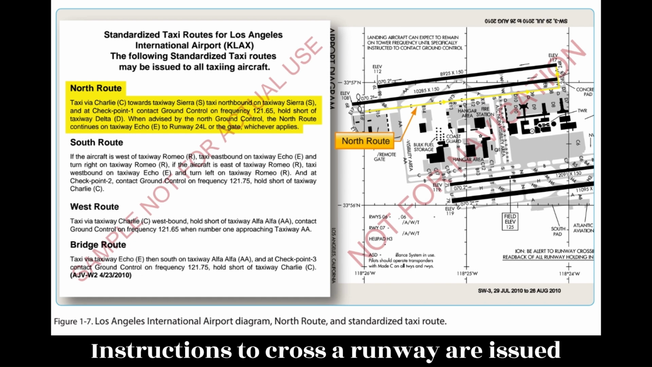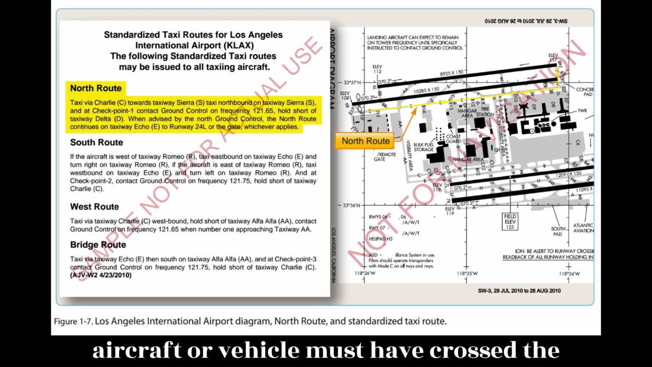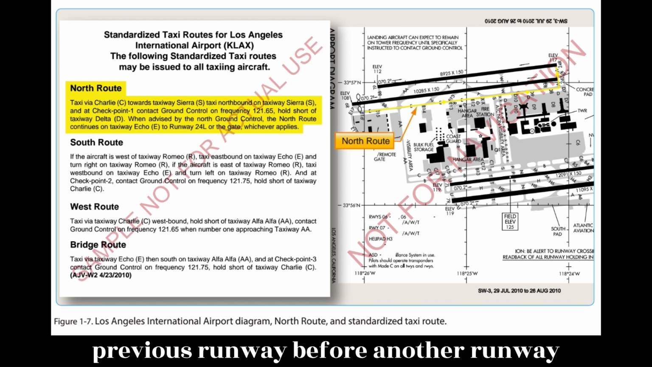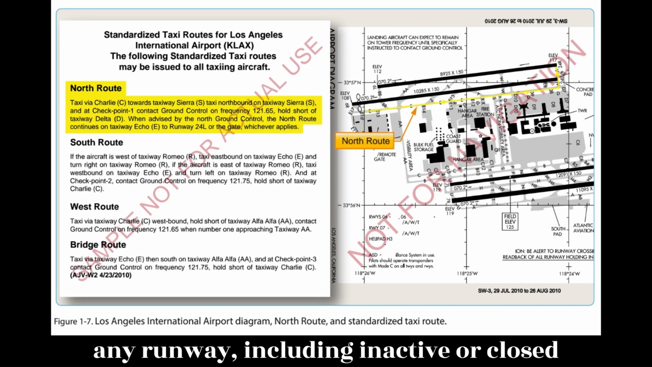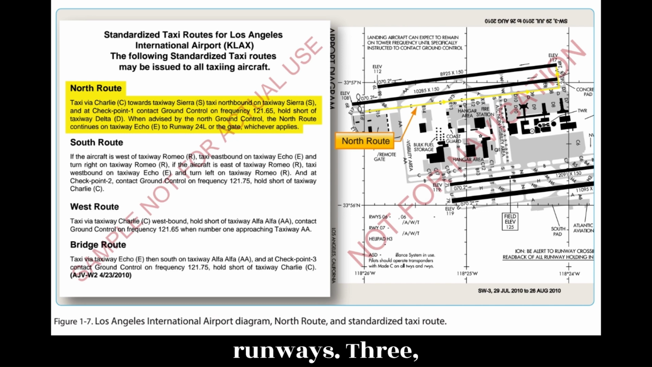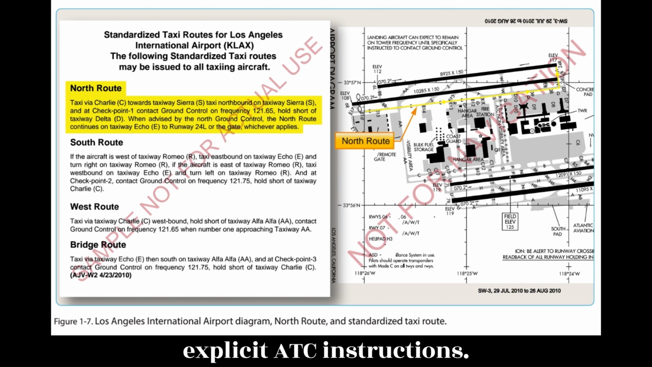2. Instructions to cross a runway are issued one at a time. Instructions to cross multiple runways are not issued. An aircraft or vehicle must have crossed the previous runway before another runway crossing is issued. This applies to any runway, including inactive or closed runways. 3. Never cross a runway hold marking without explicit ATC instructions. If in doubt, ask.